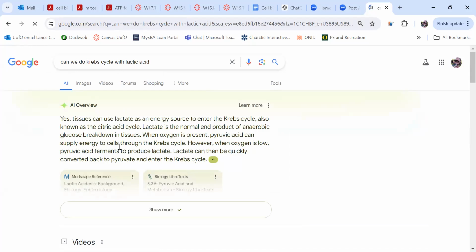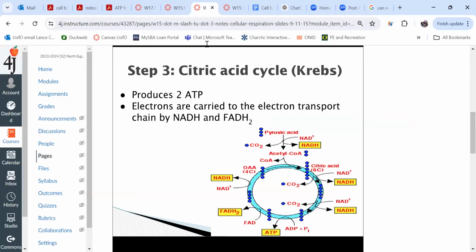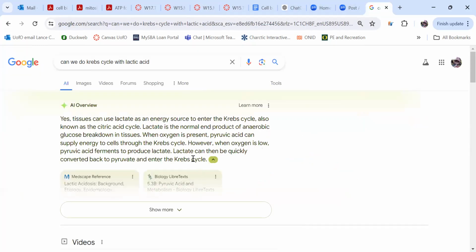Yes, tissues can use lactate as an energy source to enter the Krebs cycle, also known as the citric acid cycle. Lactate is the normal end product of the anaerobic glucose breakdown in tissues. When oxygen is present, pyruvic acid can supply energy to the Krebs cycle. However, when oxygen is low, pyruvic acid ferments to produce lactate. Lactate can then be quickly converted back to pyruvate and enter the Krebs cycle. Back to pyruvic acid. This was saying back to pyruvate.